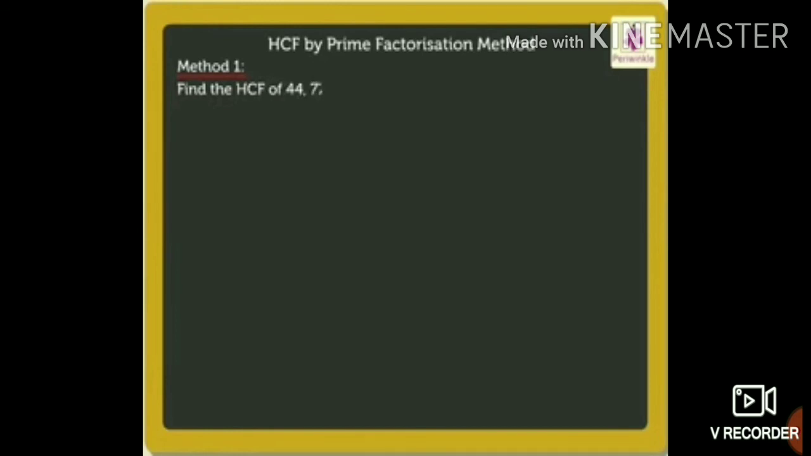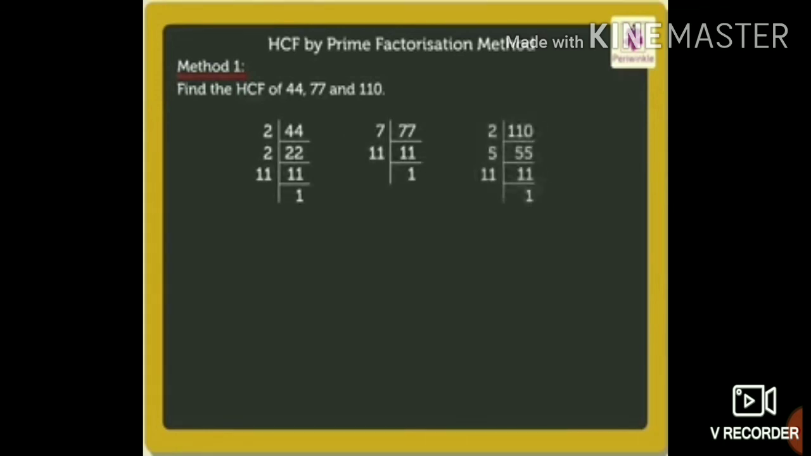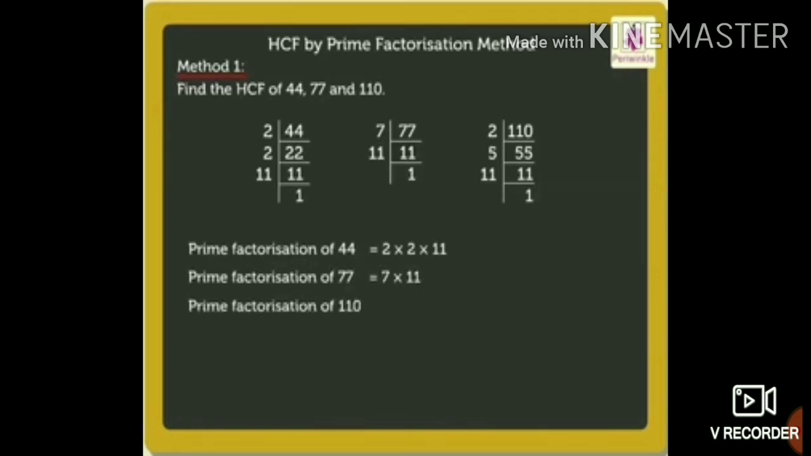By the same method, you can find the HCF by prime factorization, the division method. Find the HCF of 44, 77 and 110. First find the prime factorizations. The prime factorization of 44 is 2 into 2 into 11. The prime factorization of 77 is 7 into 11. The prime factorization of 110 is 2 into 5 into 11.